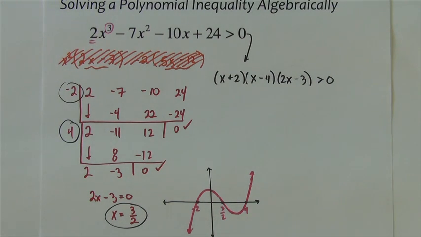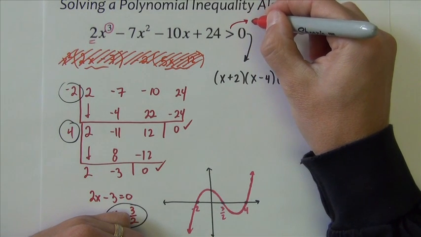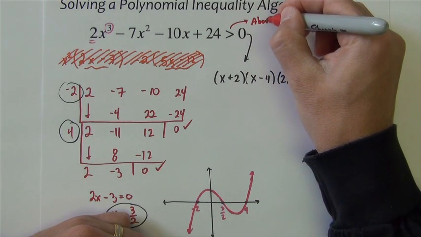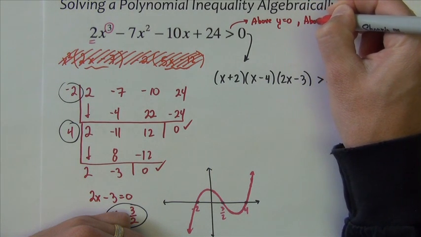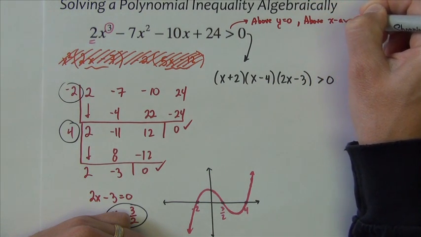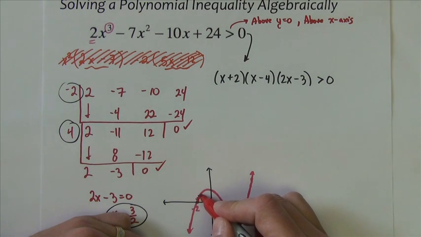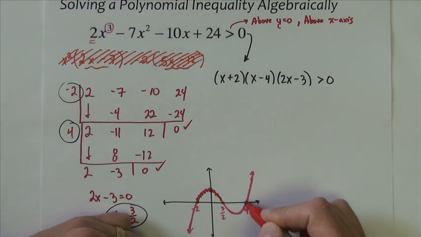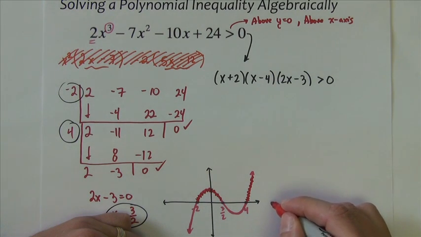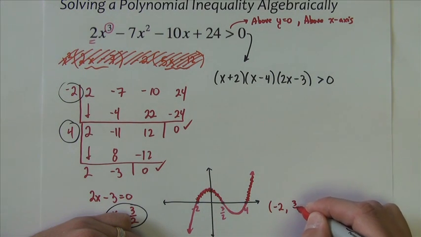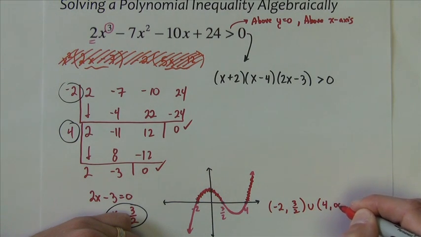Now I want to know where this graph is greater than 0. Greater than 0 means where is it above y equals 0? Where is it above the x-axis? Well, it's above the x-axis between these points and out here. So it's above the x-axis from -2 to 3/2 and 4 to infinity.